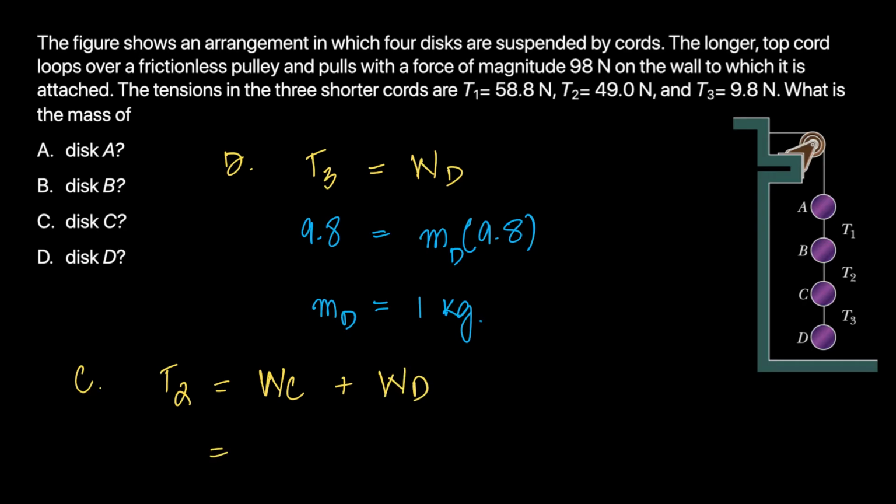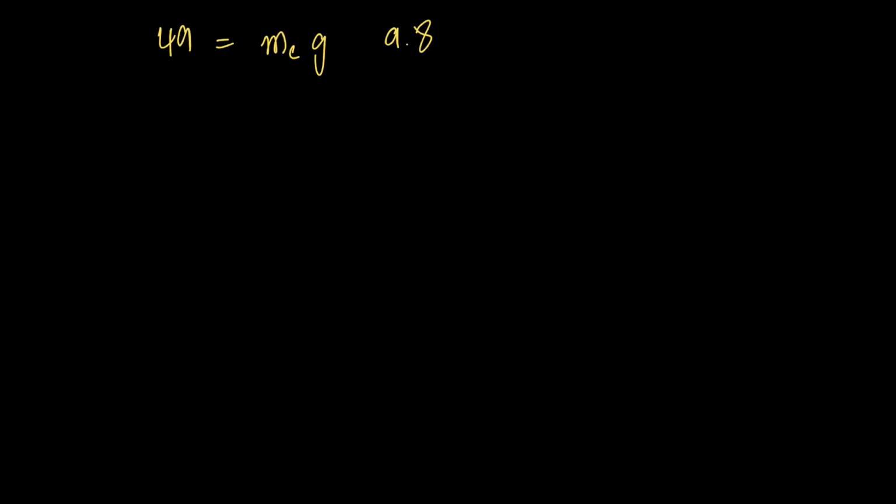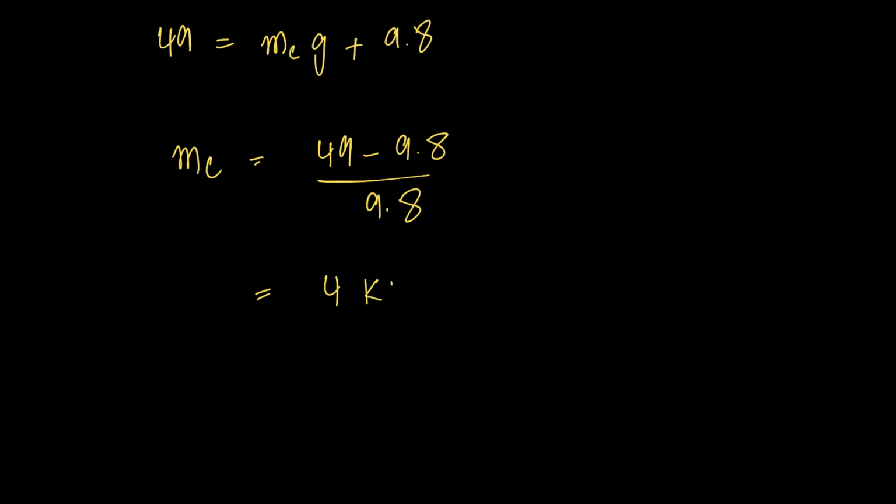And this is 9.8 from the question. Again, T3, because T3 is equal to the weight. And T2, again from the question, is 49. And this is mass of C times G. Let's quickly solve it. Anyway, mass of C will be equal to 49 minus 9.8 divided by 9.8. And that'll come out to a nice little 4 kilograms.